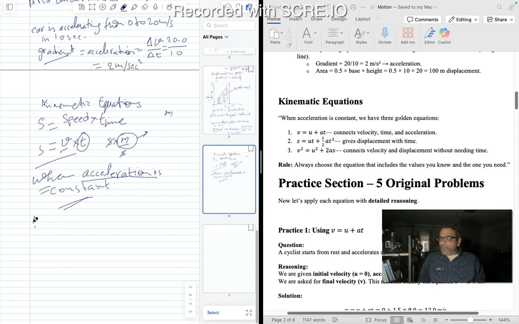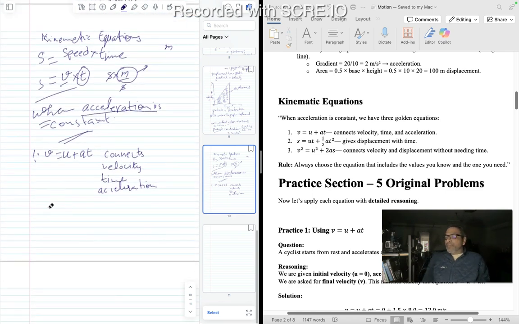Now, let's take an example first. We have to understand these terms first. v equals u plus a t, right? What does this mean? It connects velocity, time, and acceleration, right?